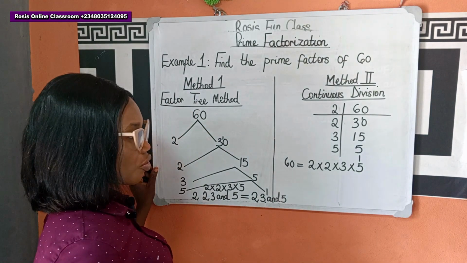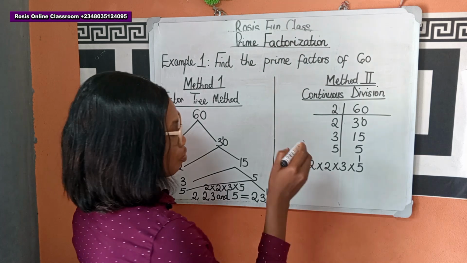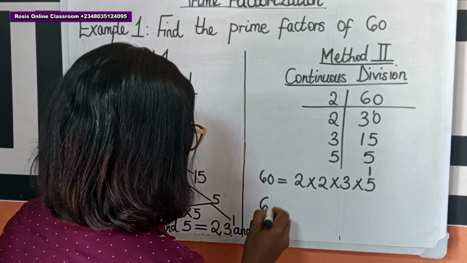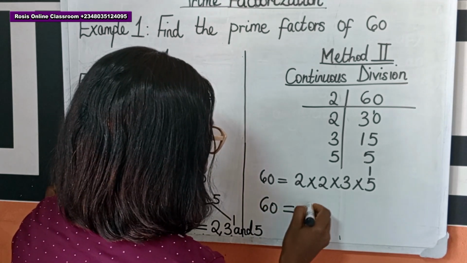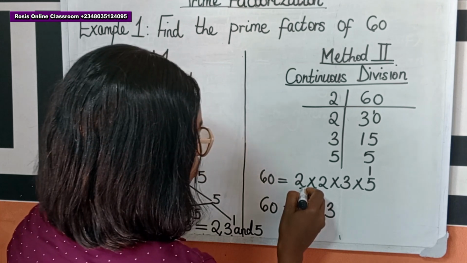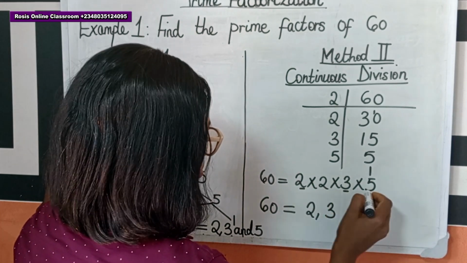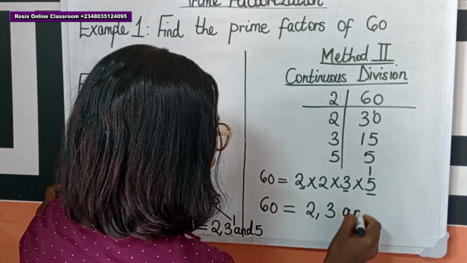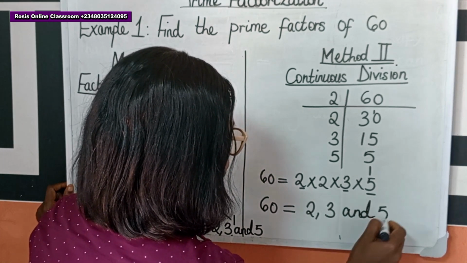Now, what are those numbers that are prime numbers and are also factors of 60? 60 is equal to 2, 3, 2 is a prime number, 3 is a prime number, and 5 is a prime number. So 2, 3, and 5.